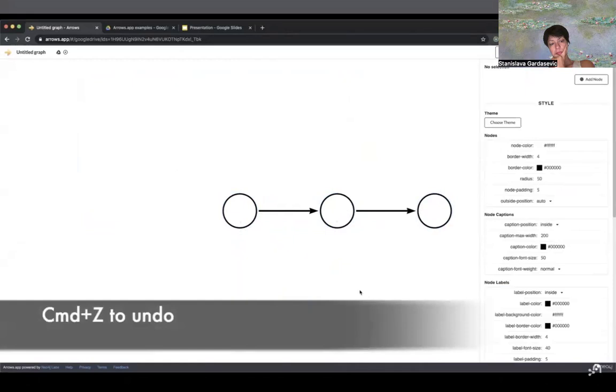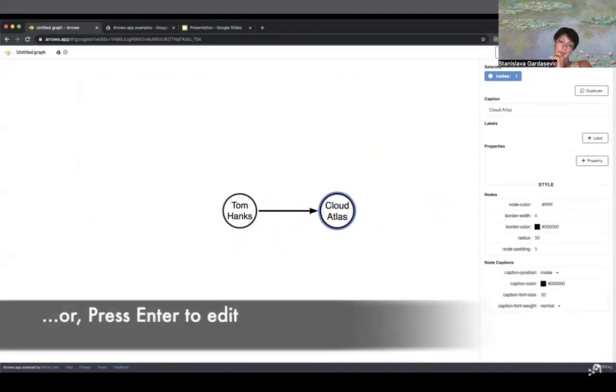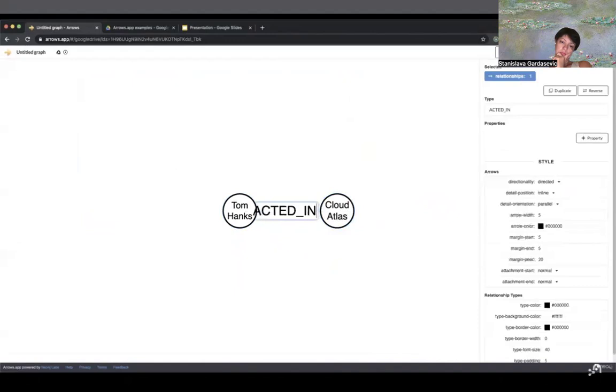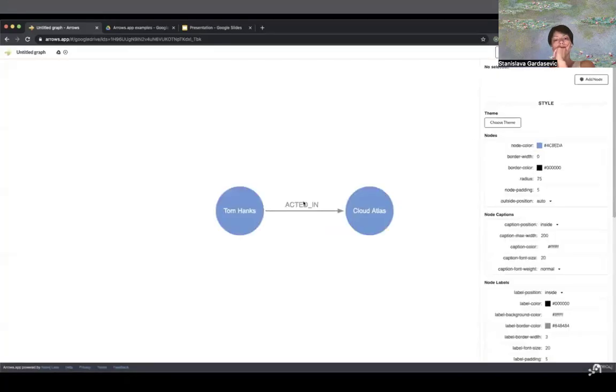But for the moment, let's go back by undoing and double click to type Tom Hanks. Pressing Enter is another alternative. Type Cloud Atlas. The relationship type is ACTED_IN, but the nodes are a bit close together, so we'll move them apart. Now we'll choose a theme. Here we chose the Bloom theme, which looks a little bit nicer than the default theme.